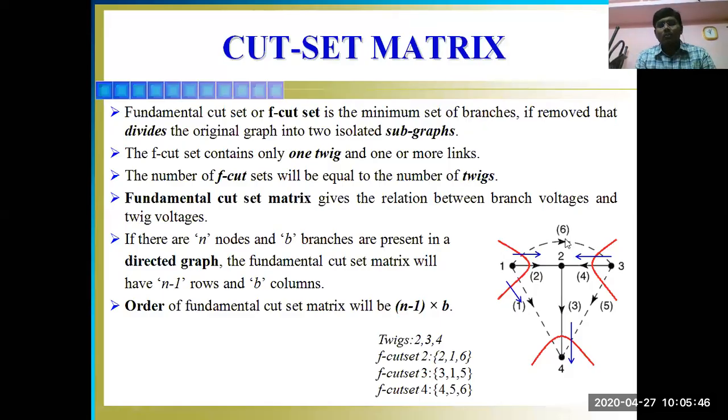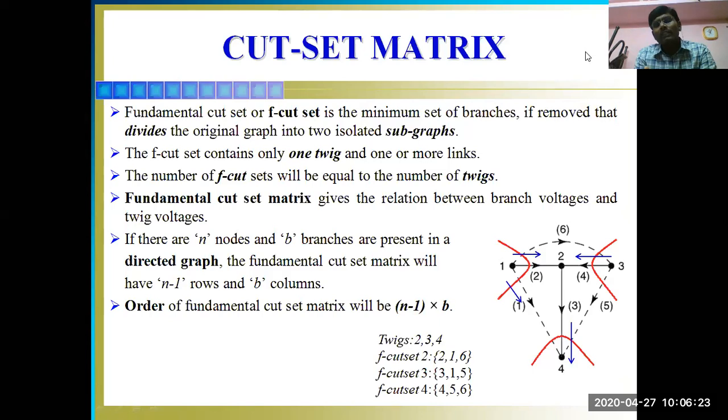So, from the last two classes, we have been discussing network topology or graph theory. In graph theory, we discussed fundamental definitions, about tree and co-tree. Later on, we also derived the network matrices for the given network by drawing tree and co-tree.